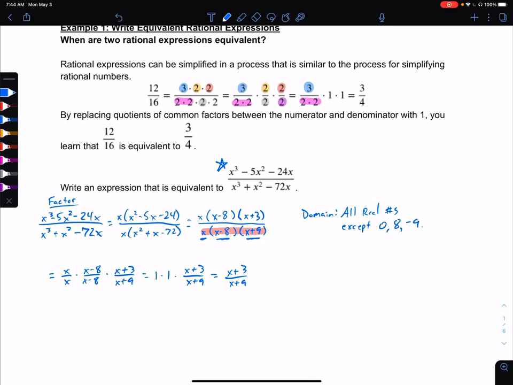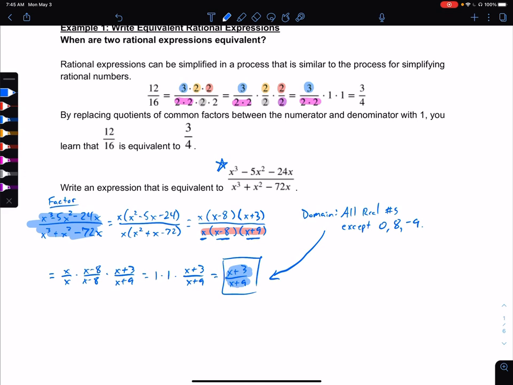So what I've effectively done is take this original expression, factor it, and reduce it to an equivalent expression here. Sorry, these two rational expressions are equivalent. The x cubed minus 5x squared minus 24x over x cubed plus x squared minus 72x is equivalent to this expression right here. However, this domain, although it doesn't look like it, like if I plug in a 0 here, everything is okay, because we came from this original expression, this domain also applies to this new rational expression.